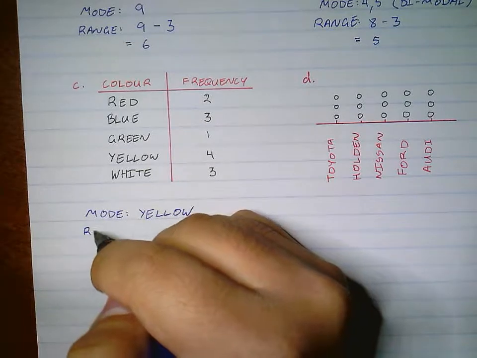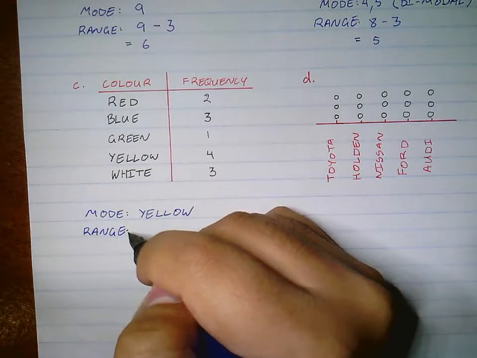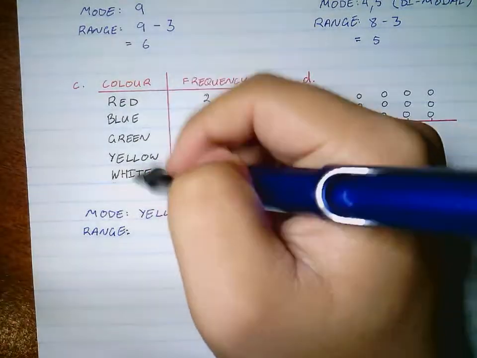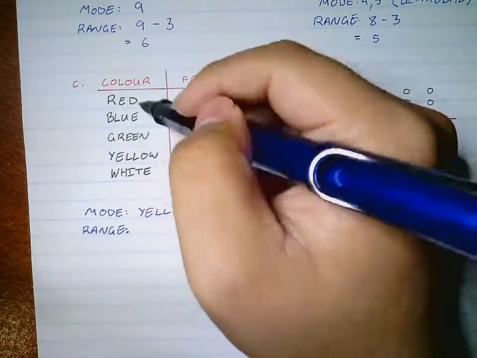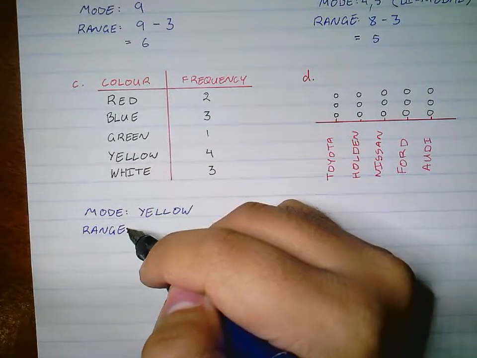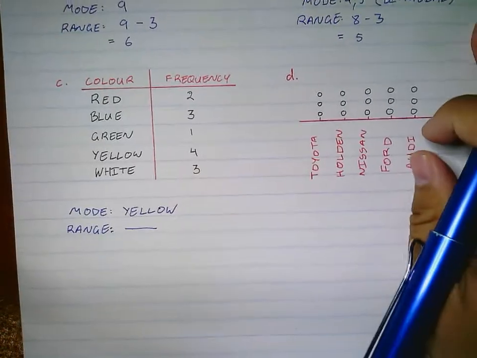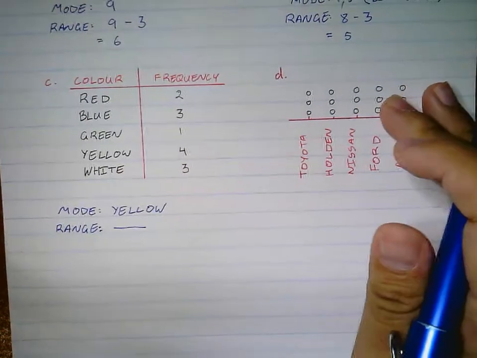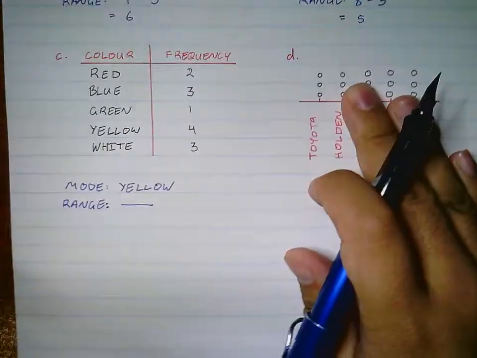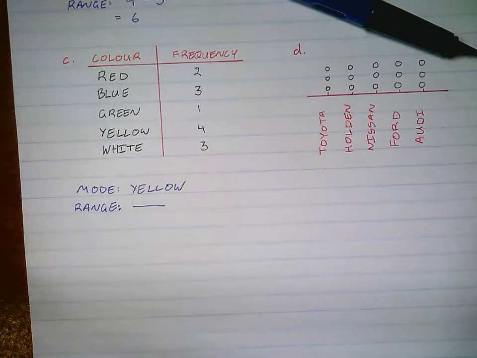Unfortunately for the range, it is actually impossible to apply any sort of calculation, because which is the highest value between these colors? Which is the lowest value between these colors? So for the range, we just leave blank. We can't do anything. And same goes for any sort of categorical data.